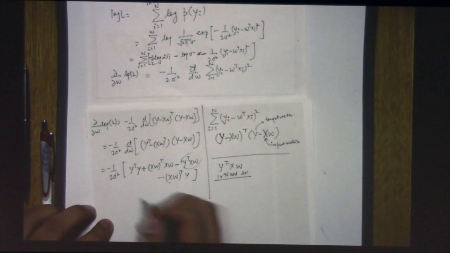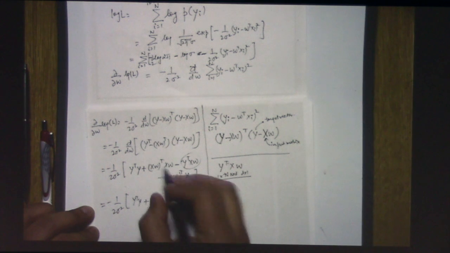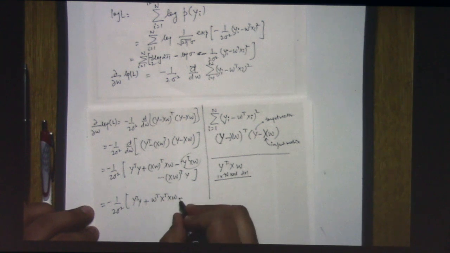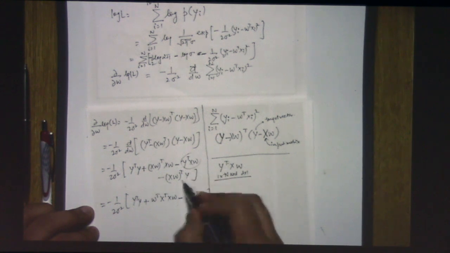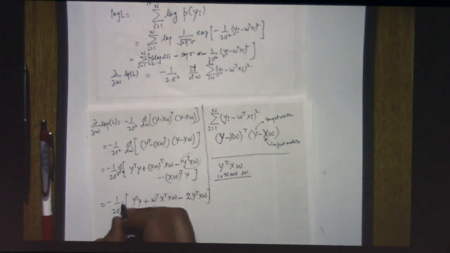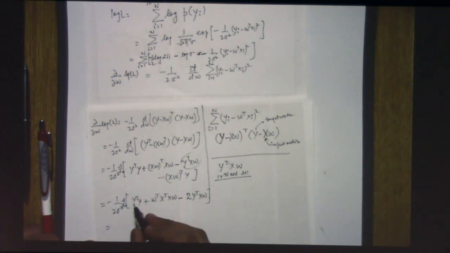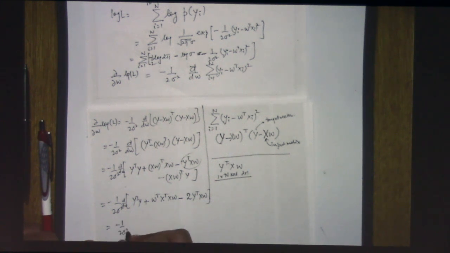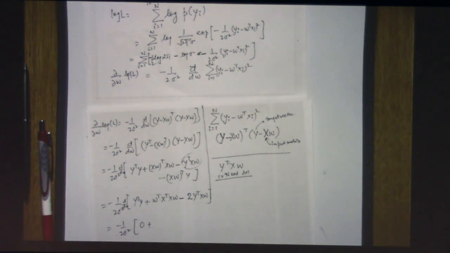So now we can write it as minus 1 by 2 sigma square, d by dw of y transpose y plus w transpose X transpose X w minus 2 times y transpose xw, because these two terms are the same. Oh, sorry, I forgot the d by dw. Now you can bring the derivative inside. The y transpose y term will go away because it doesn't depend on w at all. So it's going to be minus 1 by 2 sigma square times this zero plus the rest.